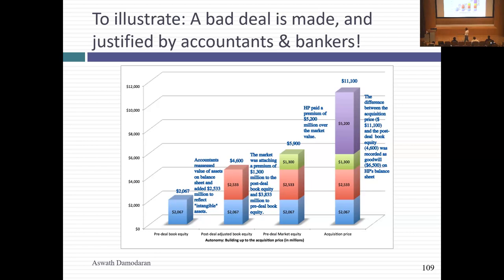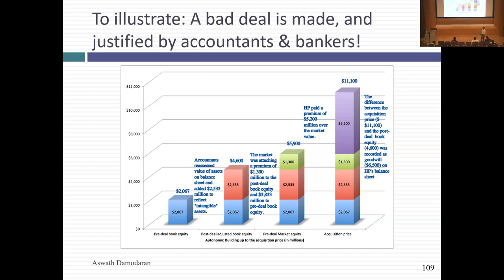HP actually paid $11.1 billion for the company. And I wanted to see where that $11.1 billion came from, so I built up to that value. I started with the book equity of the company, which is accounting numbers. But in this case, Autonomy actually hired, I don't know, Deloitte to come in and write up the book value. What does that mean? They look at their existing assets, do a little dance, and say, that's worth three times more. But that written up value that they came up with was $4.6 billion. So think of that as the fair value of assets in place according to accountants.